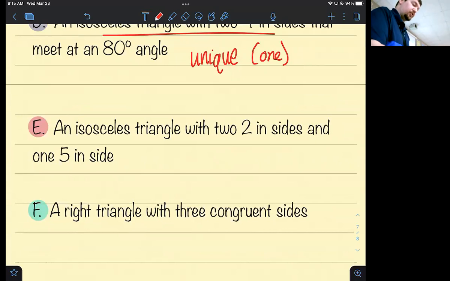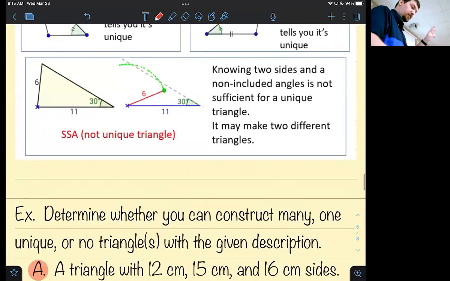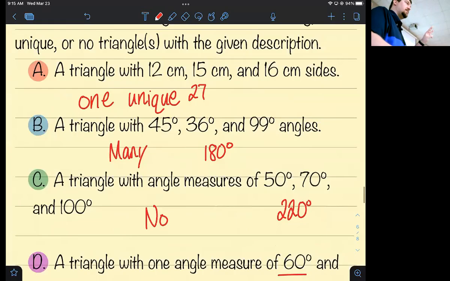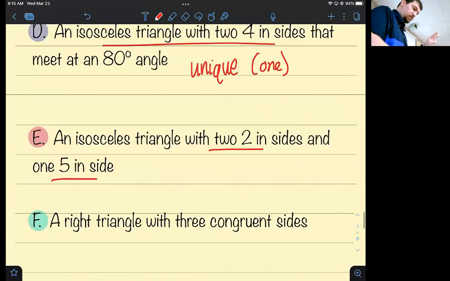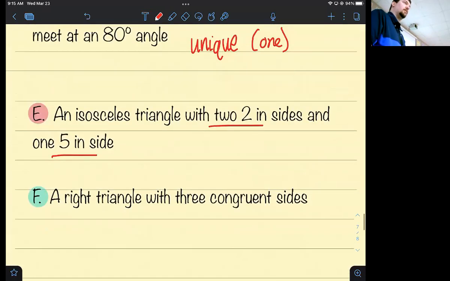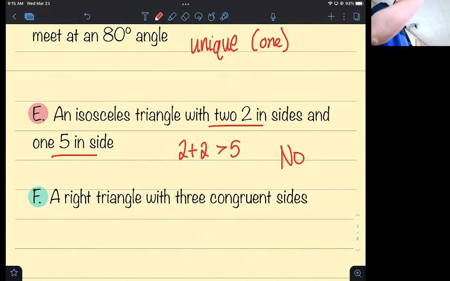An isosceles triangle with 2 2-inch sides and a 5-inch side. Do I have a theorem that says side, side, side? I do. So this would be one unique triangle, except it's not. If I put one unique triangle, this would be wrong. Why isn't it a triangle? Because the 2 shorter sides don't add up to be bigger than the long side. I have to pay attention to that. You're right. So if I add the 2 shorter sides together, they have to be bigger than 5. And guess what? They're not. 4 is not bigger than 5. So my answer here is no triangle.